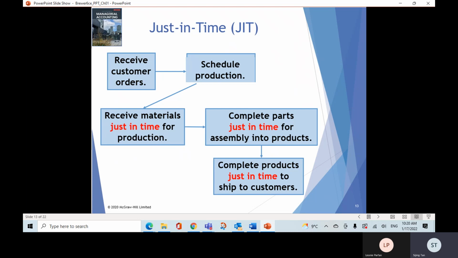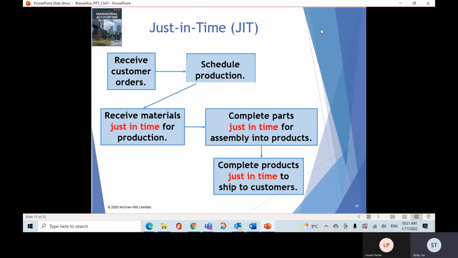Managers at Toyota pioneered the just-in-time approach. Using this approach, companies purchase materials and produce goods only as needed to meet actual customer needs. In an ideal setting, the company would carry zero inventories. Although few companies have been able to reach the zero inventory level, many have been able to reduce their inventory levels dramatically. So this is the just-in-time model.